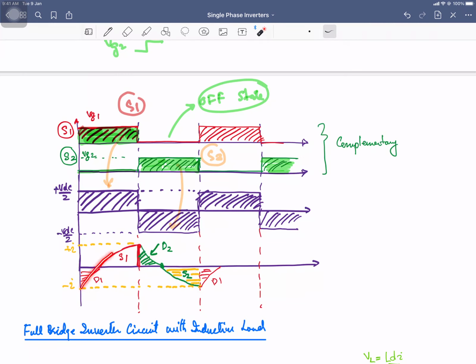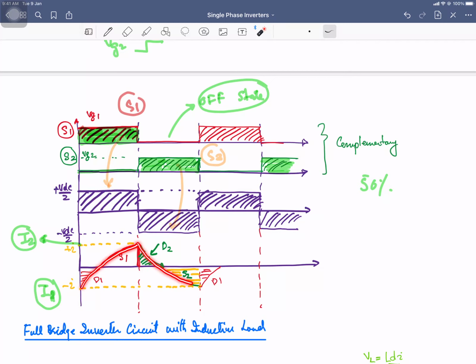So our current waveform will be somewhat like this for the inductive load. Let's suppose that the minimum value of the current is I1, and the maximum value of the current is I2. As we have the 50% duty cycle, for 50% of the time we are going to apply the positive voltage, and for 50% of the time we are going to apply the negative voltage.